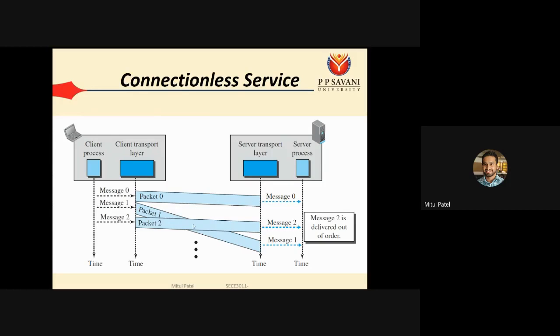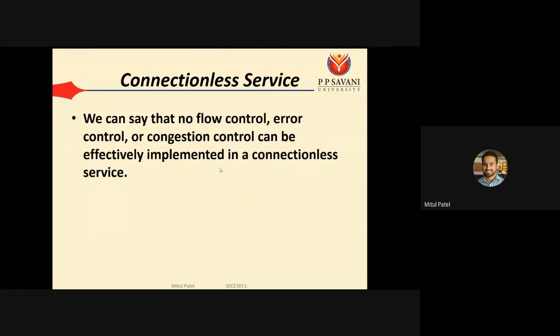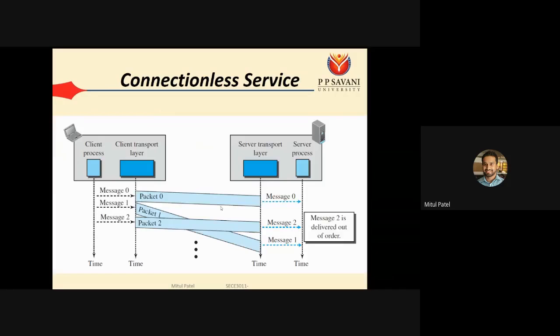Okay, the second thing is, suppose, in the worst situation, any one of our packets gets lost, or the packet gets corrupted, then that also cannot be identified at the receiving side. Okay, so if the packet is lost or corrupted, we cannot identify that at the server side. So no flow control, no error control, no congestion control can be effectively implemented in a connectionless service. Okay, so what is the need of this connectionless service?